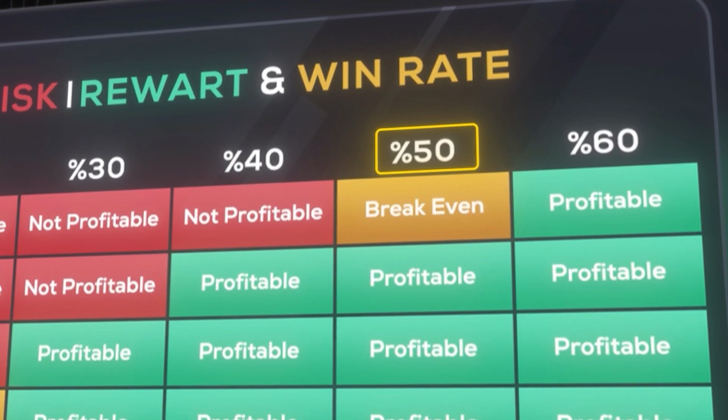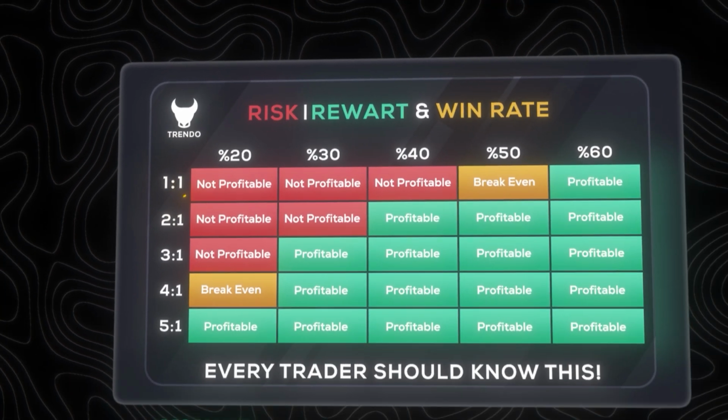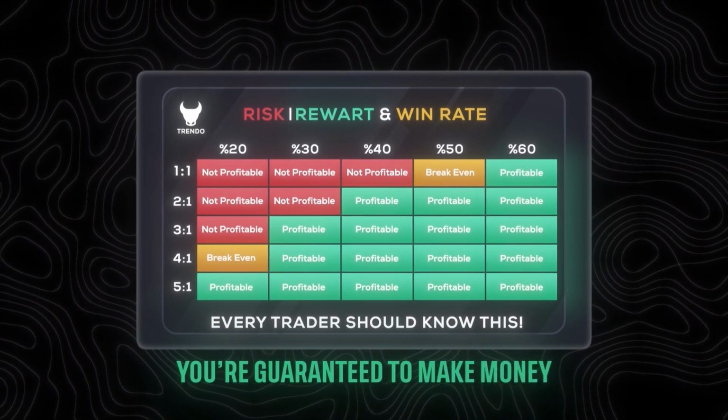In fact, I can actually guarantee it. If you have an edge in the market with a 50% win rate or higher and a risk reward of at least 1-to-1 with good risk management, you're guaranteed to make money. There's actually no way to fail if you are doing both of those things. It's simply a game of math.